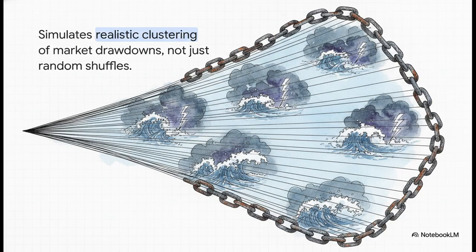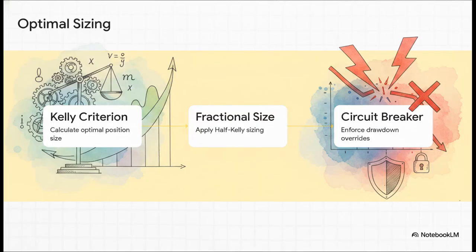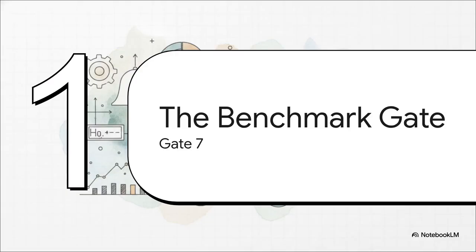realistic clustered stress. Once we know the strategy is robust, we have to talk about survival through optimal position sizing. First up, calculating the Kelly criterion, which derives the absolute theoretically optimal position size based on win rate and average win-loss. Second, because real-world estimation always has errors, they apply a fractional half Kelly size to reduce drawdown volatility. And finally, the ultimate safety net, per strategy and per ticker drawdown limit circuit breakers. If a strategy's equity curve breaches a threshold, the system automatically halts it, catching regime changes in real time before they do real damage. All right, Section 5, the ultimate benchmark gate.